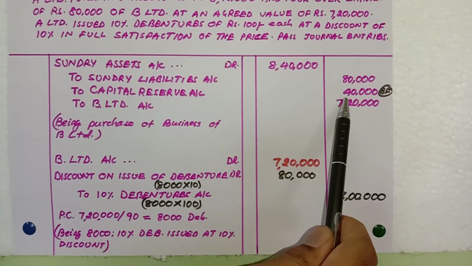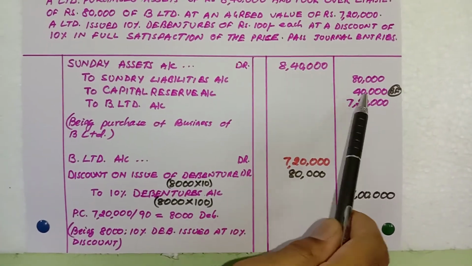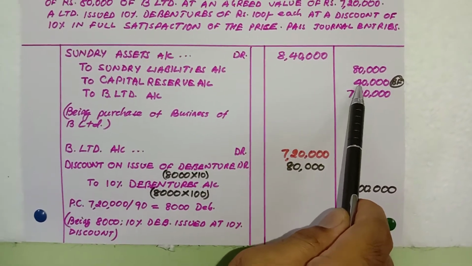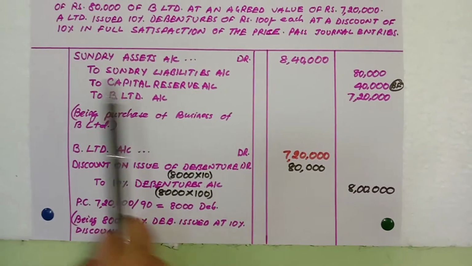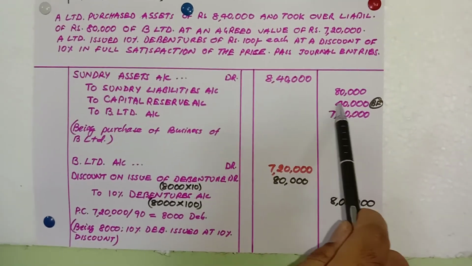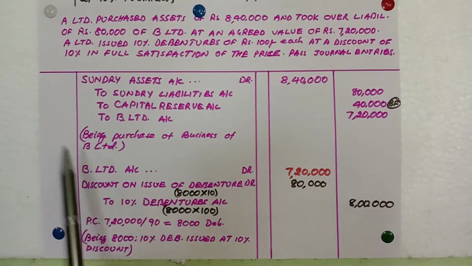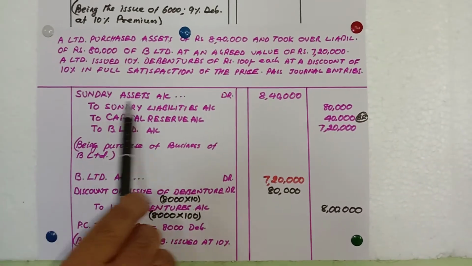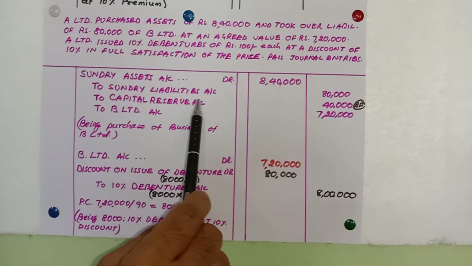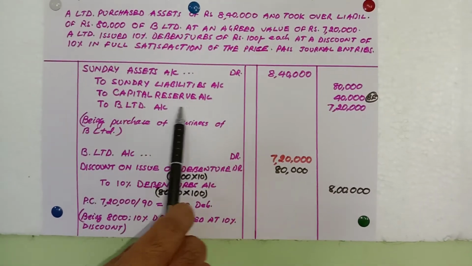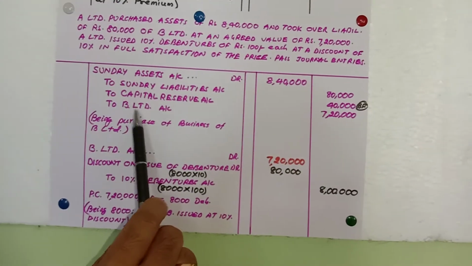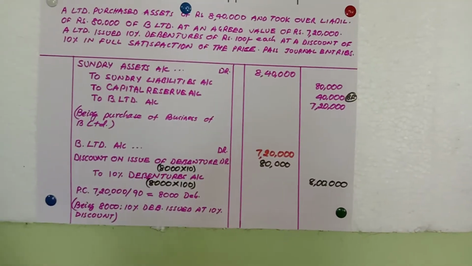Why? Because here debit is more and credit is less. When debit is more and credit is less, you can cross check. In the previous shares question, we have taken it as capital reserve. So the concept is the same here also. So I repeat, sundry assets account debit 8,40,000 to sundry liability 80,000, to capital reserve 40,000, to B Limited, that means the vendor is B Limited, 7,20,000.